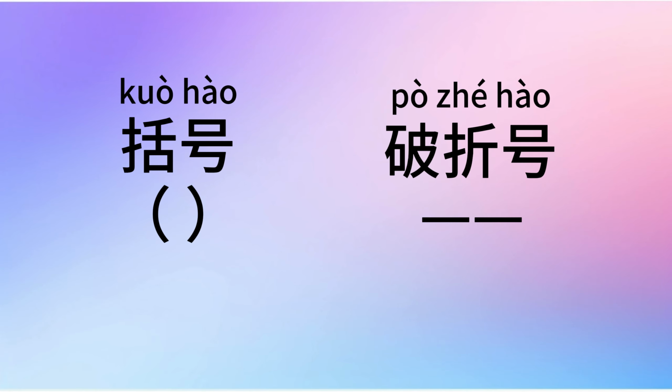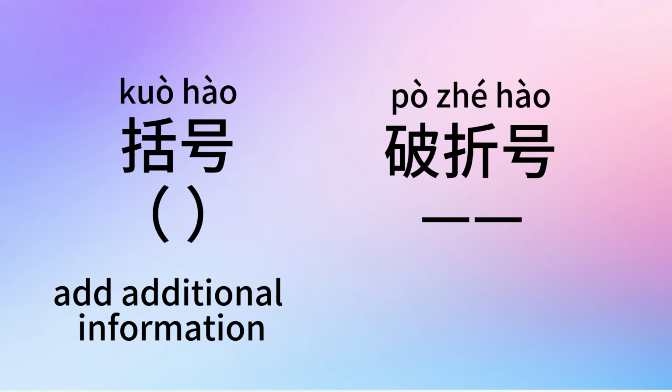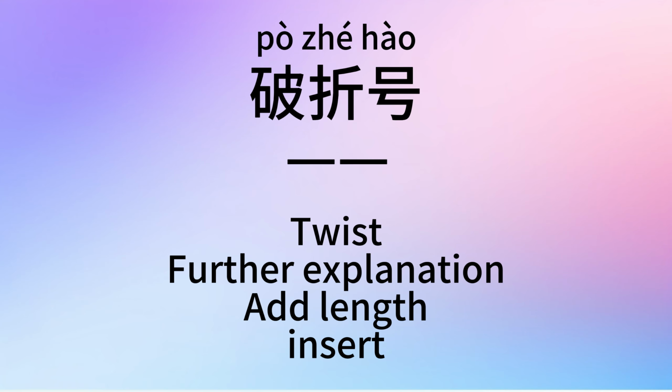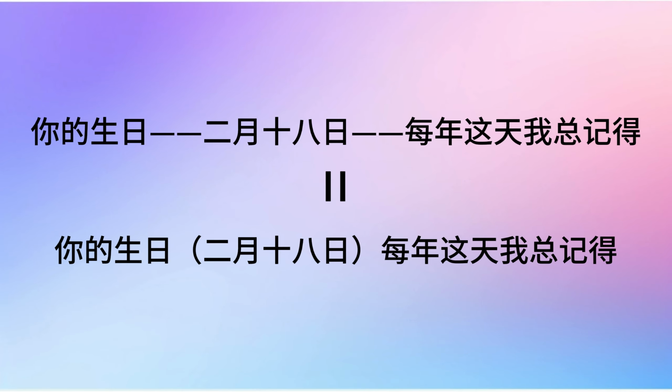Next, the parenthesis and the dash. 括号 is used to add additional information or explanation, and the long dash, also called 破折号, is used to mark a twist, further explanation, or to stretch the length of your voice or meaning, and to insert something. And there's a unique use of the long dash. We use two in a row like this. It actually has the same use as the 括号.